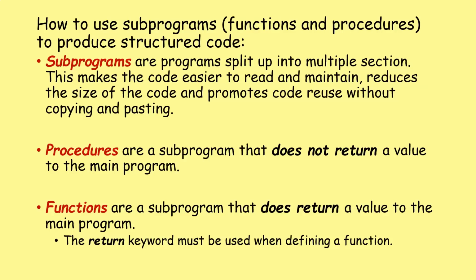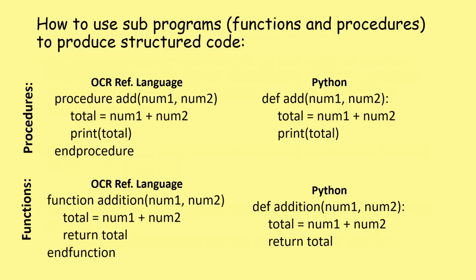Procedures are a subprogram that does not return a value to the main program. It just does something. Functions are a program that does return a value to the main program. They will always have the return keyword used in the function itself. So let's take an example.